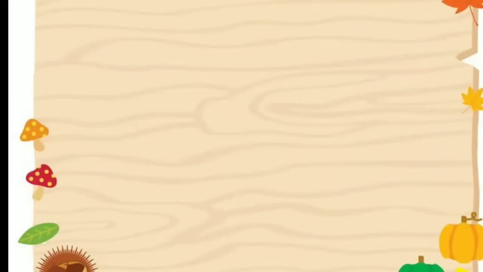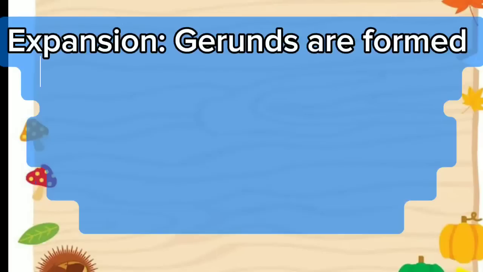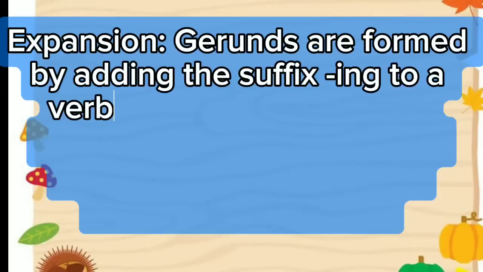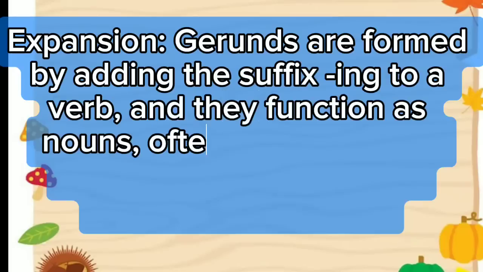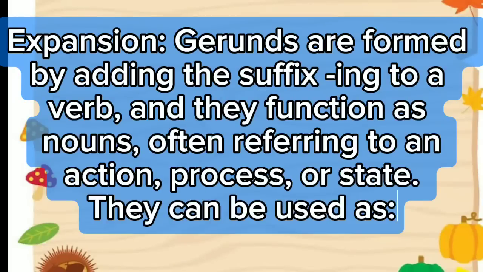Gerund nouns. Definition: a gerund is a verb form ending in -ing that acts as a noun. Expansion: gerunds are formed by adding the suffix -ing to a verb, and they function as nouns, often referring to an action, process, or state.